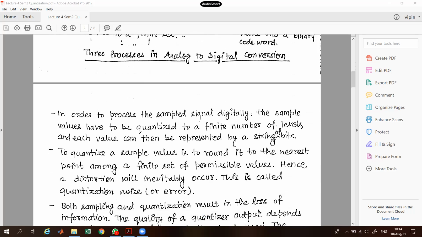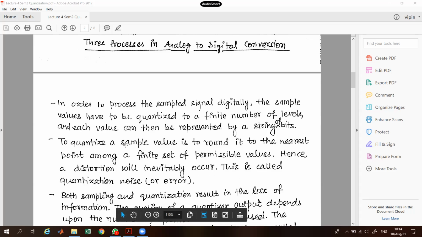So what we do is that we have an infinite range of amplitudes. So we reduce that infinite range of amplitudes to certain amplitudes, which is decided by the transmitter and receiver, and then those amplitude levels are changed to a string of bits. To quantize a sample value is to round it to the nearest point among a finite set of permissible values. Hence, a distortion will inevitably occur. This is called quantization noise or error.